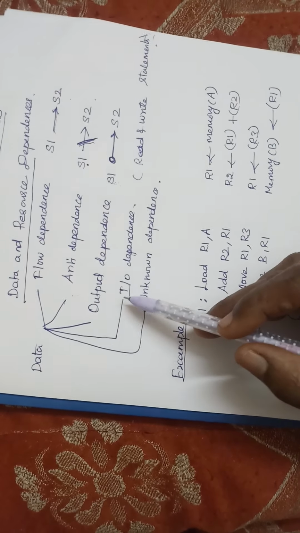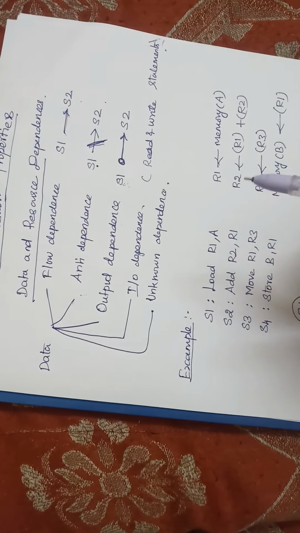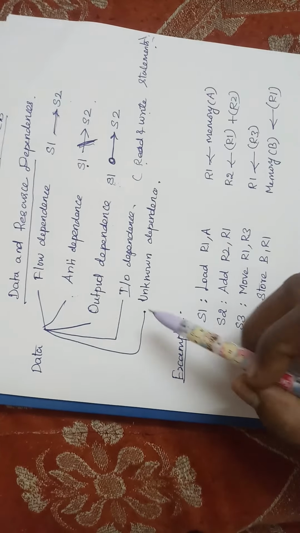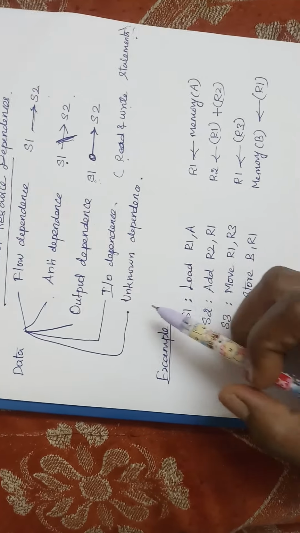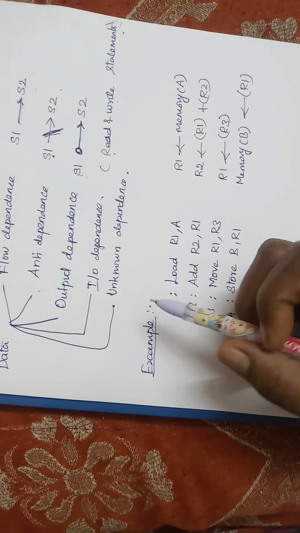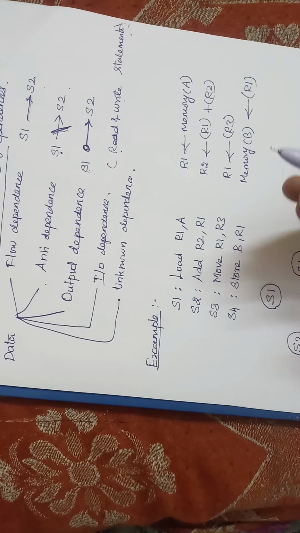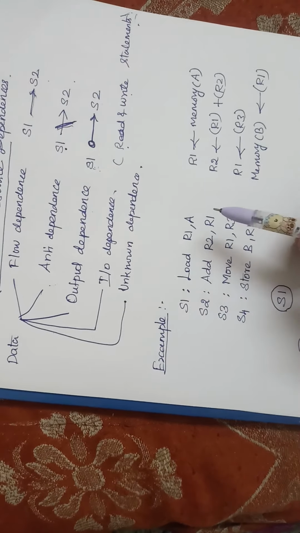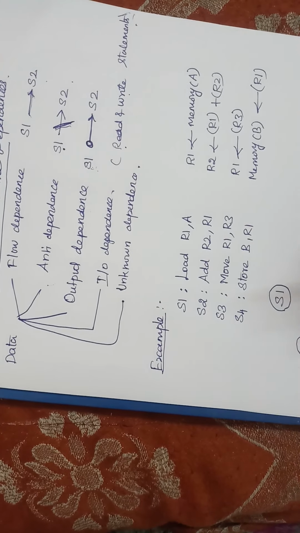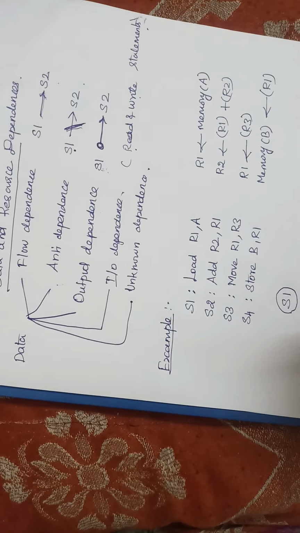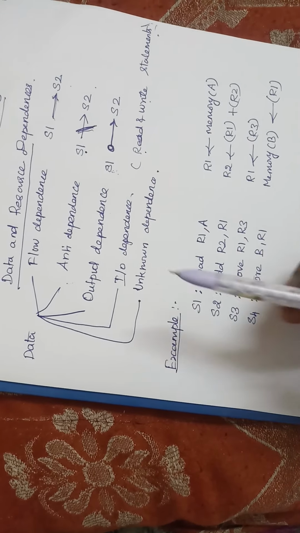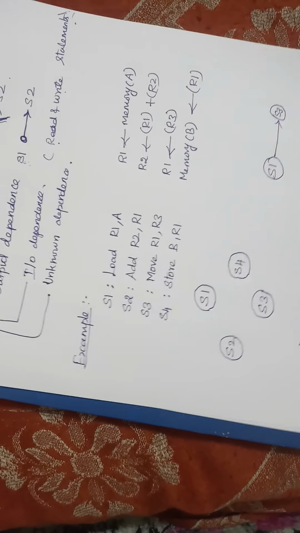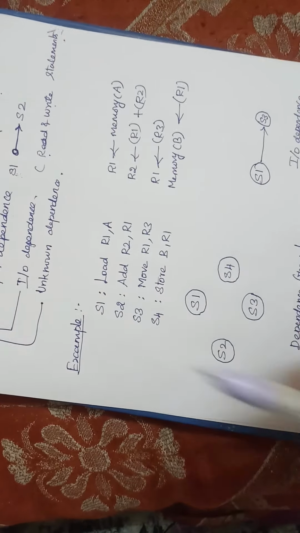The fourth one is IO dependence. If any of the statements involve read, write, load, or store, those kinds of executions come under the category of IO dependence. The last one is unknown dependence. For example, if you are working with a for loop or a while loop, the subscript of a variable may not be known, so it may be floating values. That kind of dependence is called unknown dependence. This is the definition of data dependence in this category.